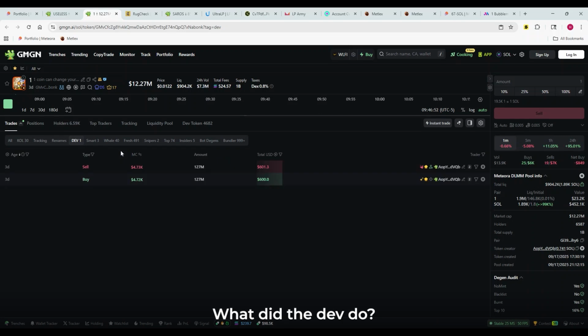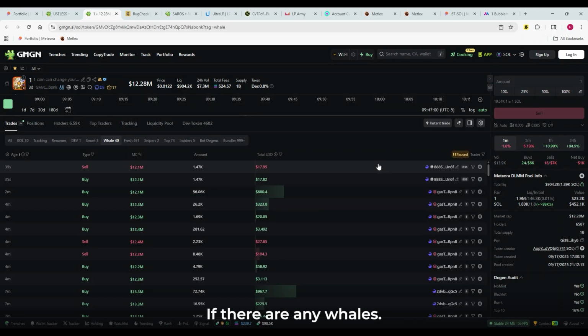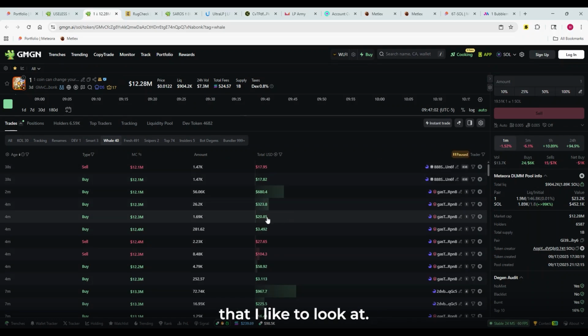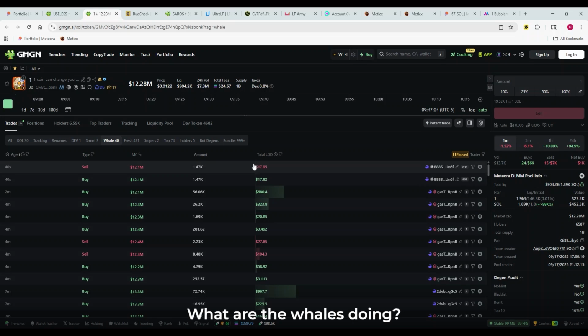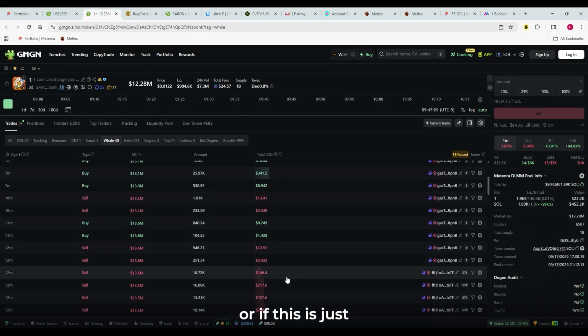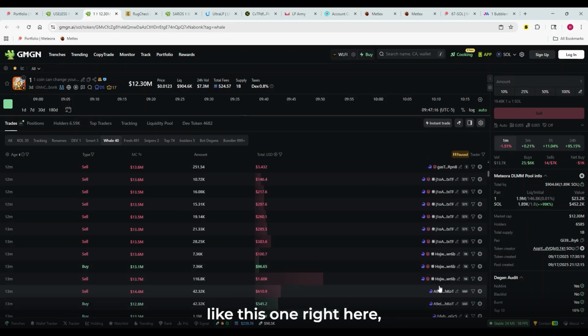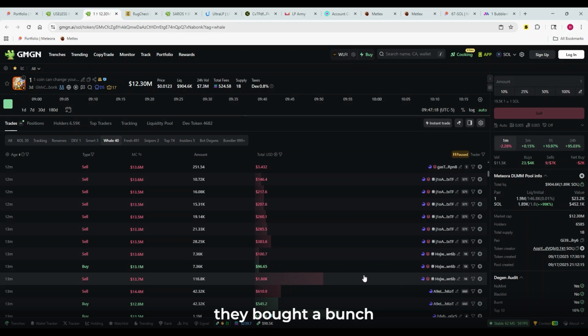We can look, what did the dev do? Smart wallets, if there are any whales. This is also something that I like to look at. What are the whales doing? But also the amounts, if they have big buys or big sells, or if this is just little things. These can also be MEV bots. Sometimes you'll see that, like this one right here, they bought a bunch and then immediately sold a little bit of it.